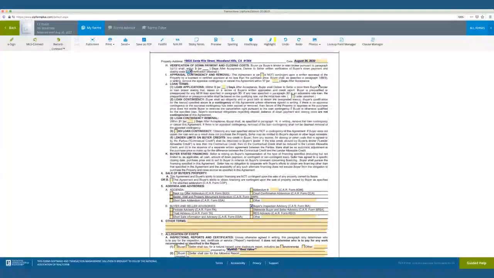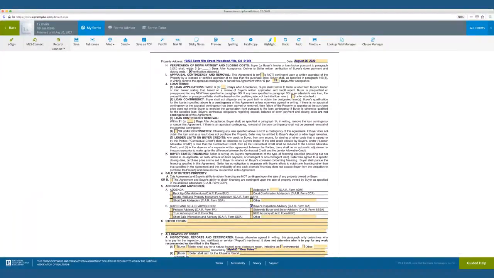So that's really important. And default is 17 days. You can shorten that. Once again, it's good to talk to the lender to see how long they need in order to do an appraisal. So if they only need 12 days, then shorten that to 12 days.